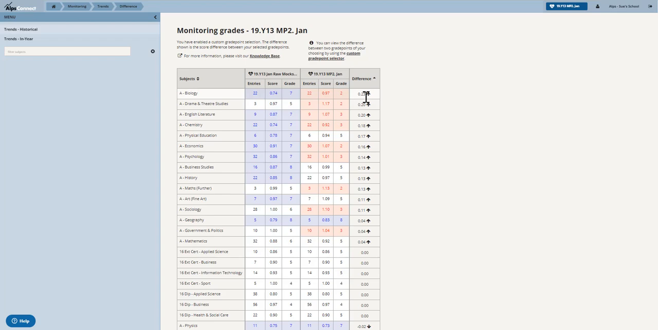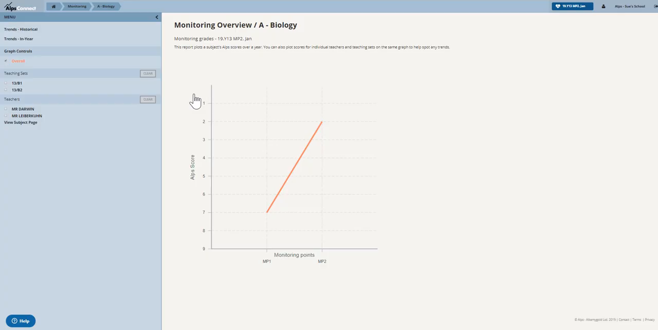So 0.2 is a grade. So biology there are saying that 0.23 is going to be the gap. Now let's pop into the biology page because I've got some questions that I potentially need to ask about the steepness or the gradient of that line.